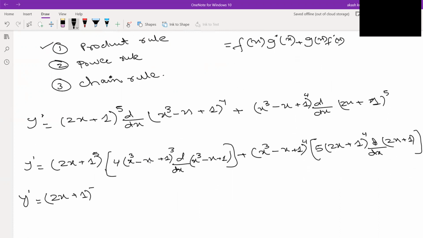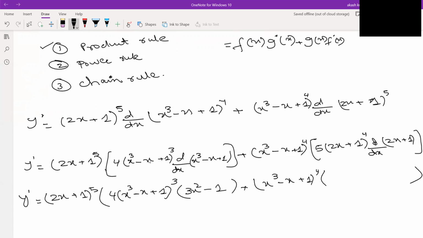(2x plus 1) whole power 5, and it will be 4 (x cube minus x plus 1) whole power 3, and taking the derivative of this function will be 3x square minus 1, right? Okay, and then we have a plus sign, (x cube minus x plus 1) whole power 4, 5 (2x plus 1) whole power 4. And now taking the derivative of the inside function, taking the derivative of 2x plus 1 will be 2.